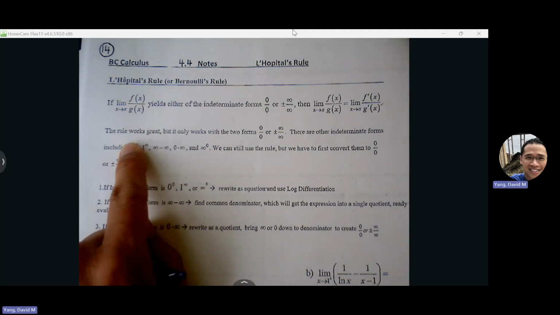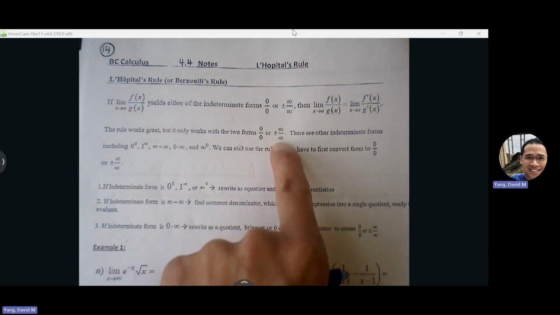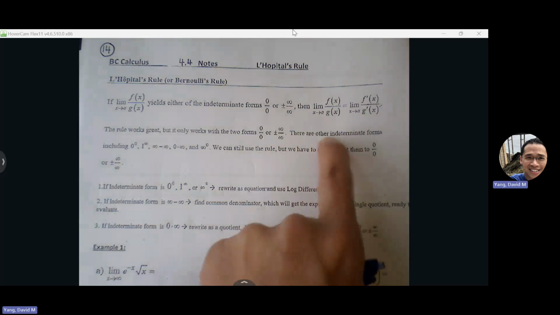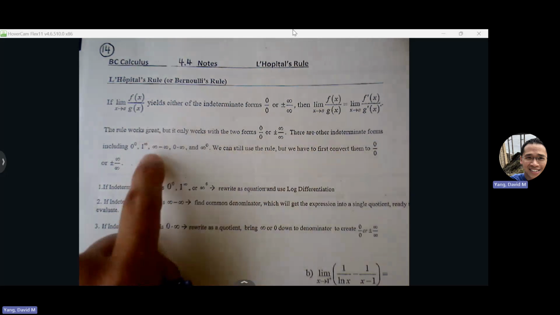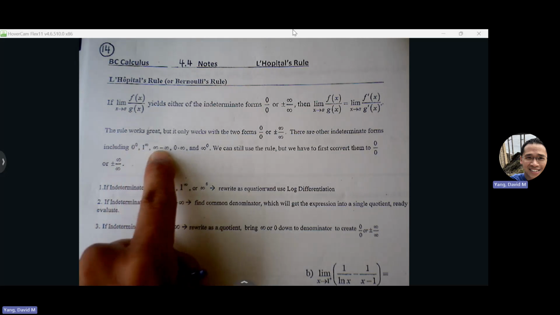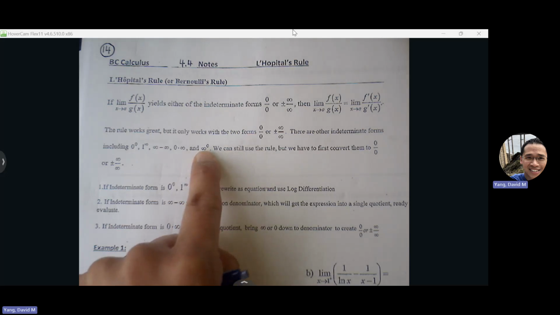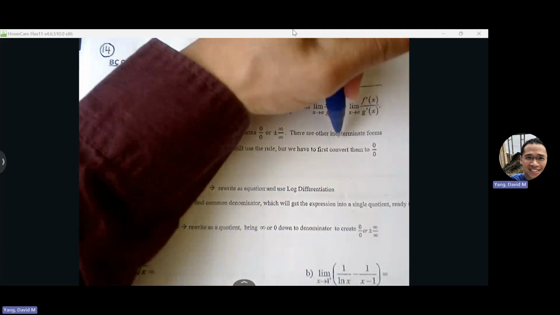So the rule works great, but for now, at least for us, it works for the form of 0 over 0 and to a lesser extent, infinity over infinity. There are other indeterminate forms that look like this: 0 to the 0 power, 1 to the infinity, infinity minus infinity, 0 times infinity, or infinity to the 0. So anything involving exponents of 0 and infinity is usually considered also other forms of indeterminate.